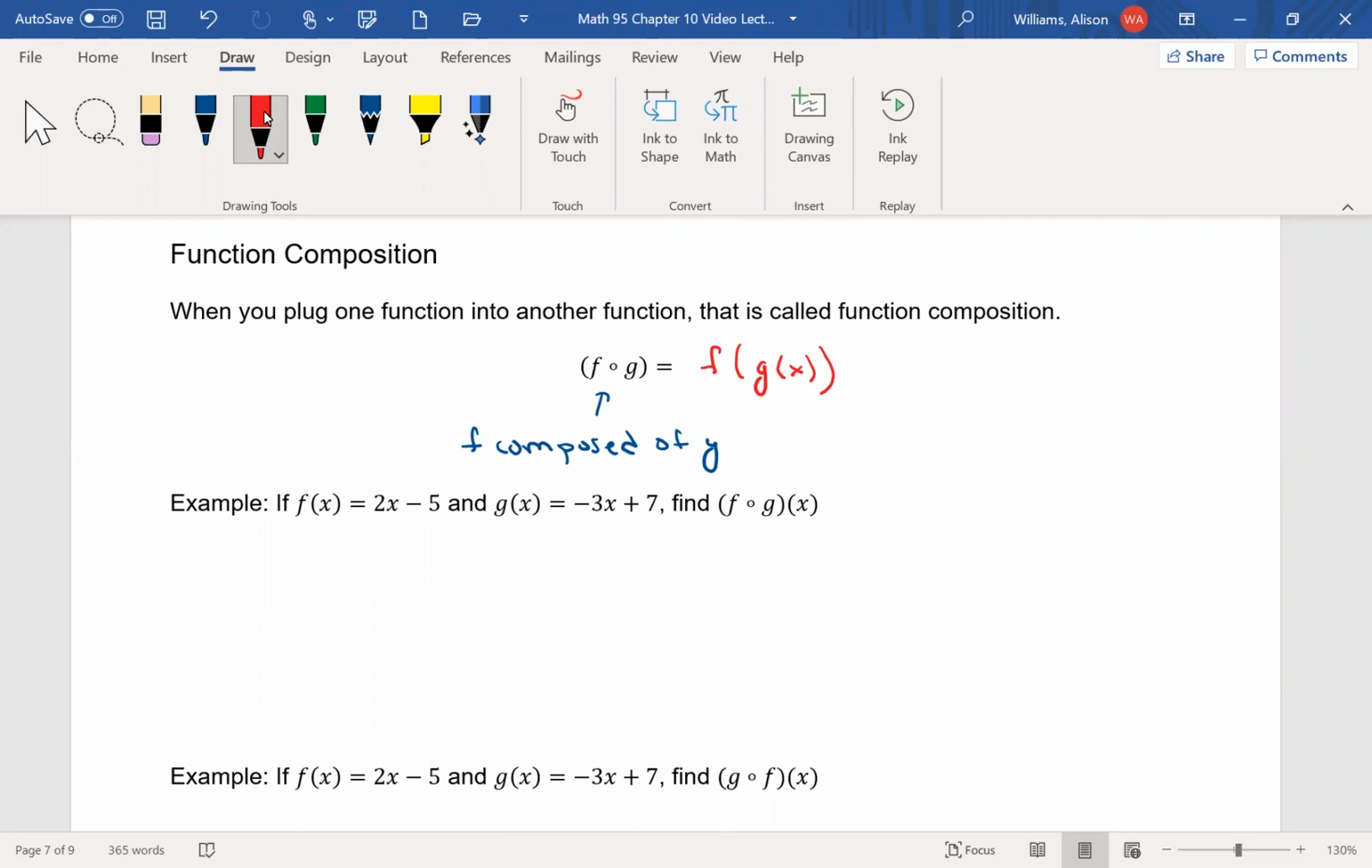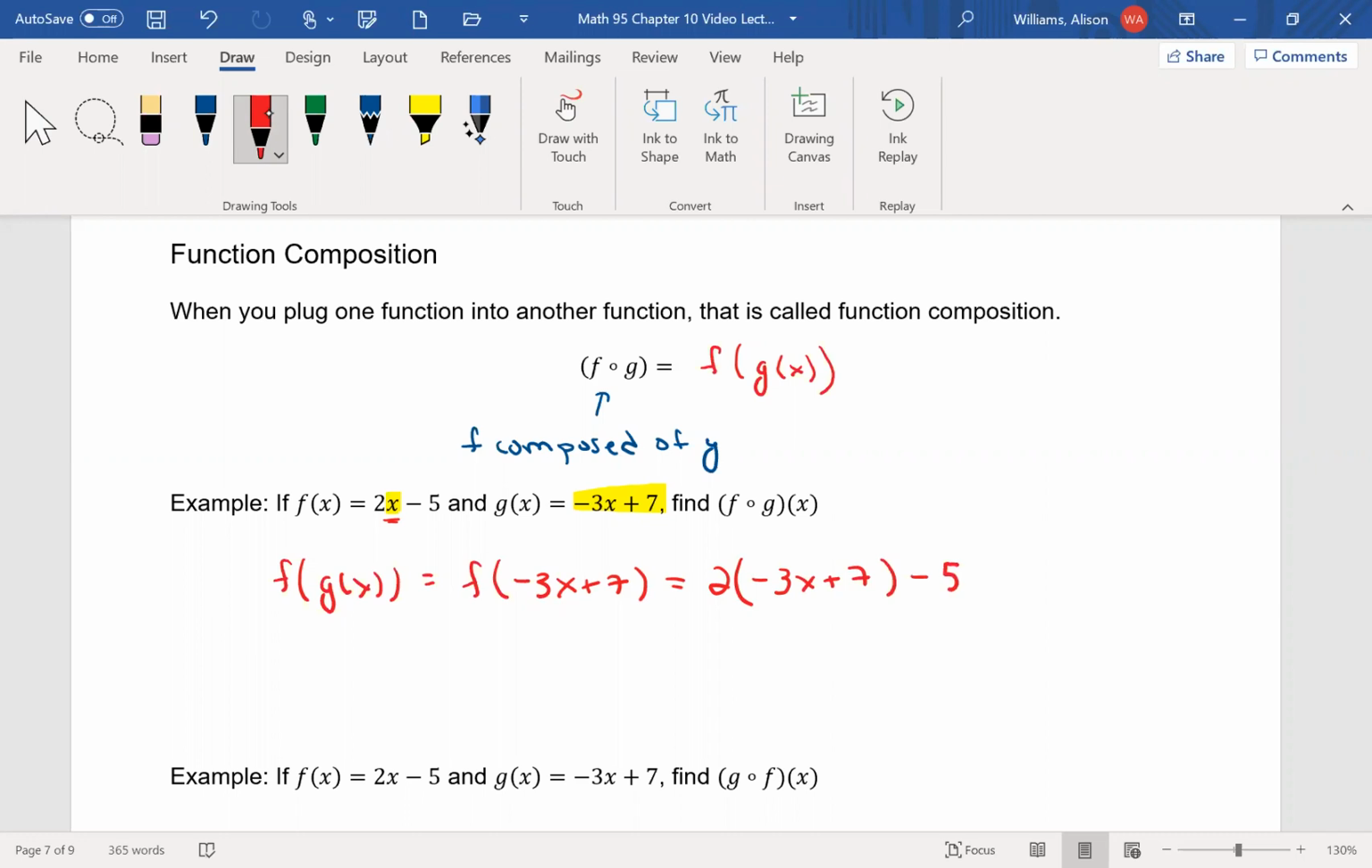So in this first example, they're asking me to find f composed of g. I'm going to take negative 3x plus 7, and I'm going to plug it in for x in the function f. So f of g of x is f of negative 3x plus 7. So I'm plugging negative 3x plus 7 into x. So that's going to be 2 times negative 3x plus 7 minus 5.